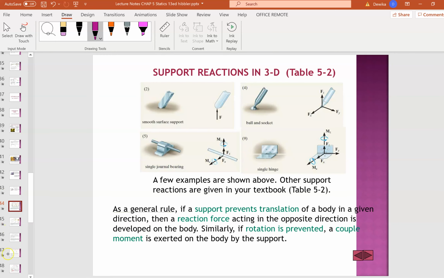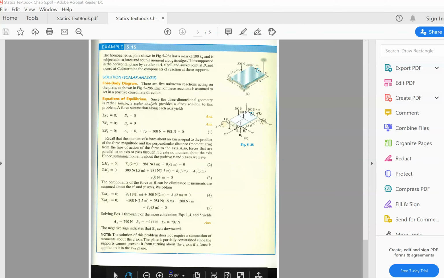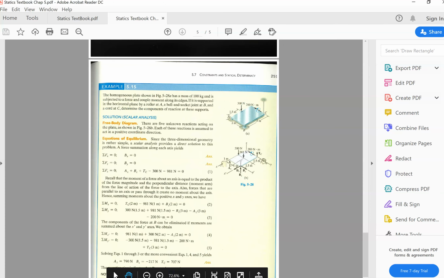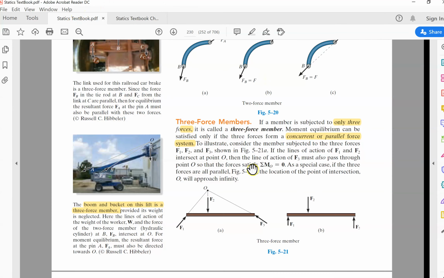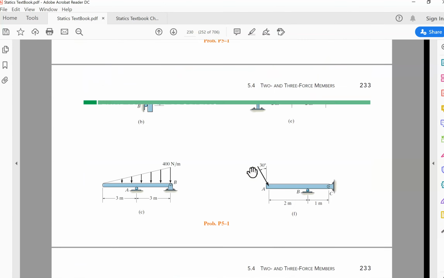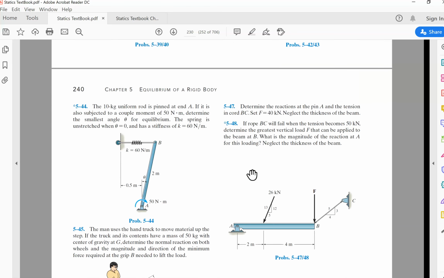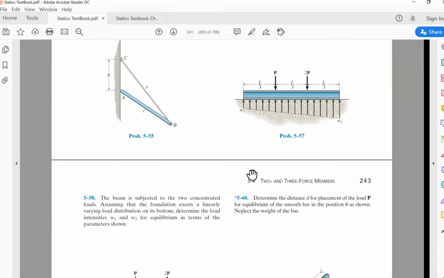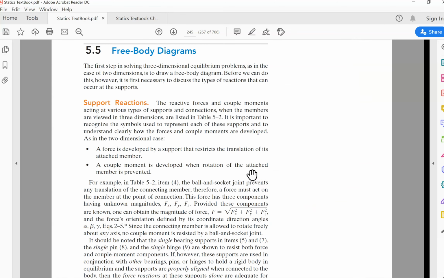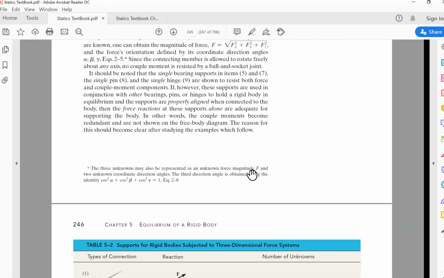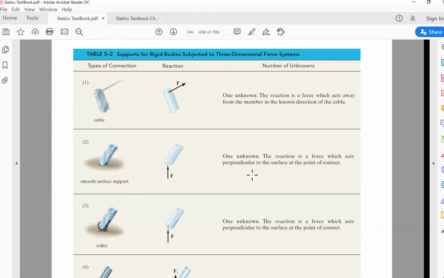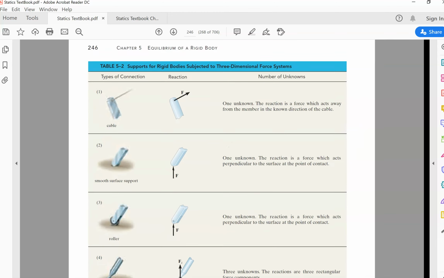So let's look at this. It's going to get a bit complicated. I'm going to move to the textbook. These are the things that you need to look at. Let me go to the 3D part. Similar to your 2D table, you have a 3D table. Can you see the types of connection and the reactions?